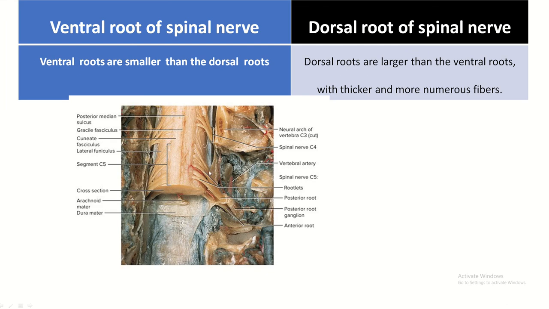You see, this is the location of the posterior root and this is the location of the posterior root ganglia. And you see, this is the ventral or anterior root. And this is the nerve rootlet, and the portion of the attachment of the nerve rootlet is considered as a spinal cord segment. So this is a spinal cord segment. This is another spinal cord segment.